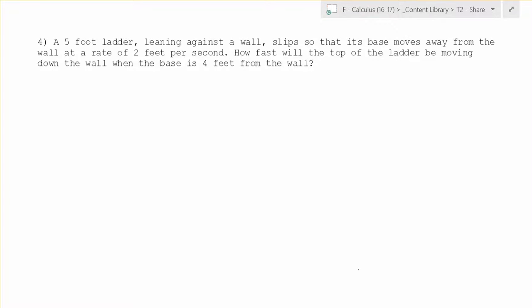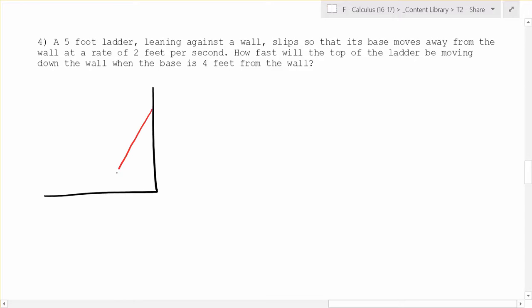Triangle. It's about as straightforward as it gets. So you have your wall, and then you have your floor, and then what do you have leaning up against it? A ladder. So there's your picture, right? So then what are the two words that I wanted over on the right? Know and want.